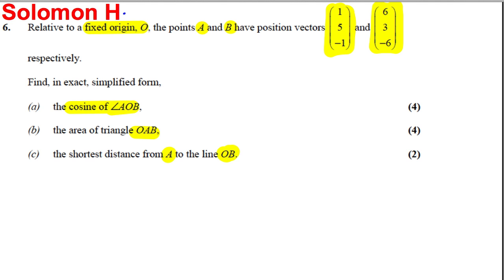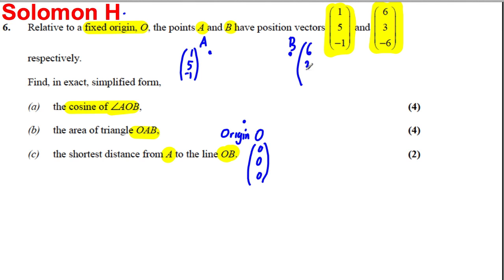Right, time for a picture. Actually, I'm going to draw the picture up here because there's plenty of space. Okay, let's draw our origin. There's our origin. Always draw this. And that's the position vector 0, 0, 0. Now, A is some point over here, and that's got position vector 1, 5, negative 1. And B I can draw someplace over here, which is 6, 3, negative 6.